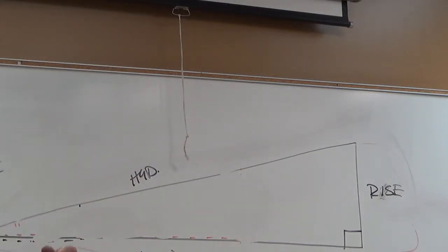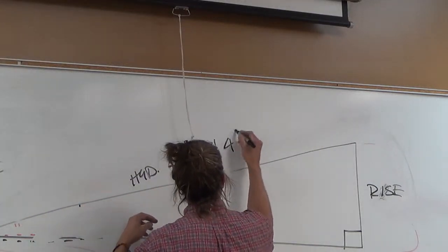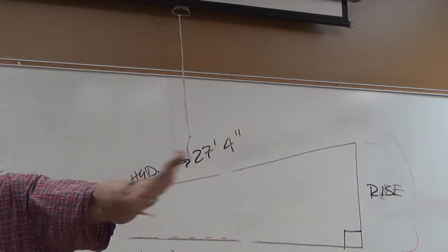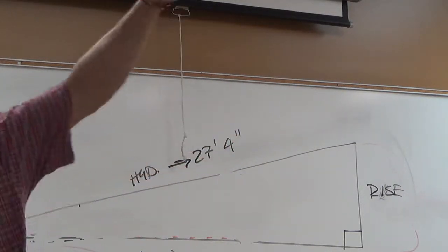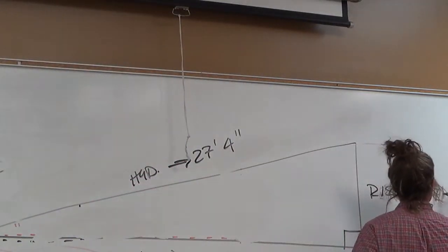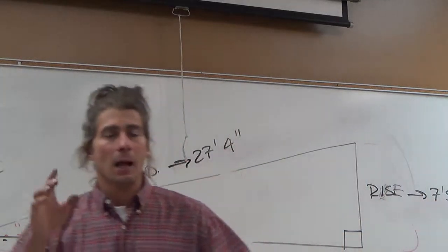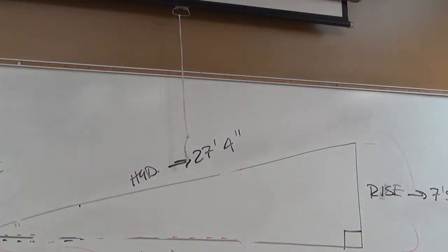So here are the numbers I know. I know the hypotenuse was 27 feet 4 inches. That's the actual walkway itself, 27.4. The rise, 7 foot 5.5 inches. The question I have is, what's the grade? Good, stunned silence. Because why? Because we don't have the run. So the question I have is, can we get the run?